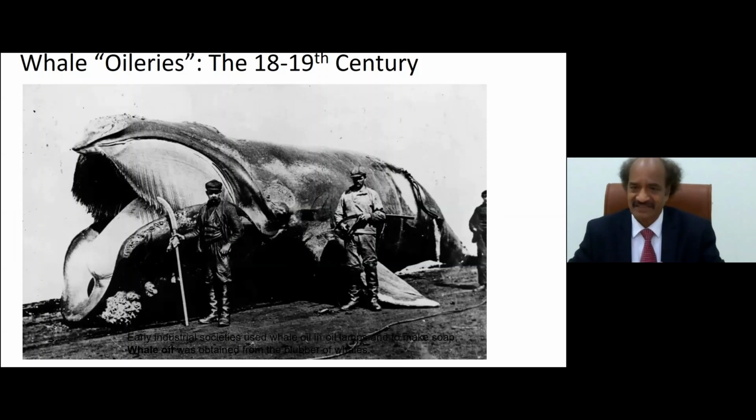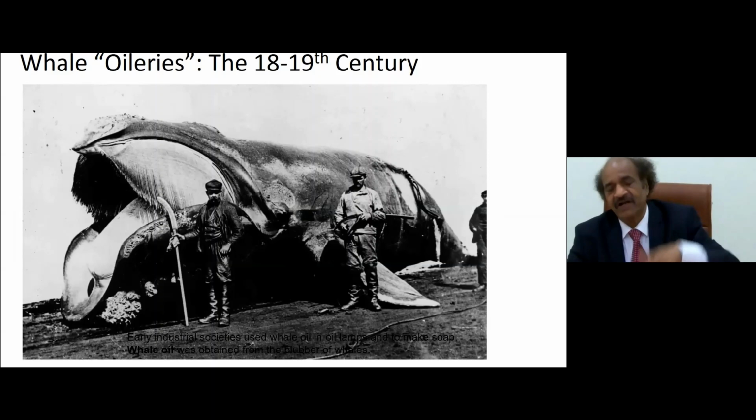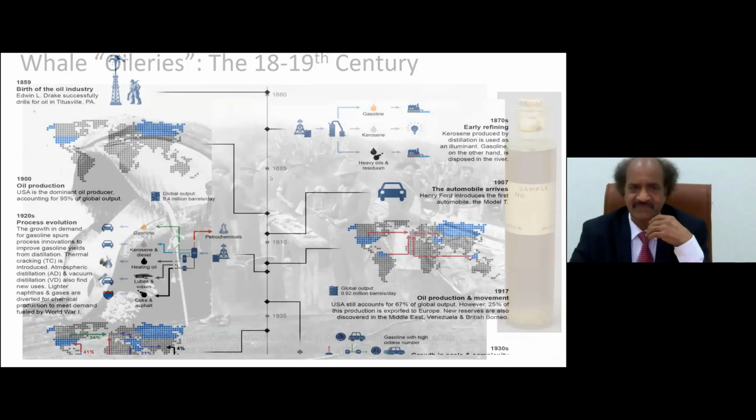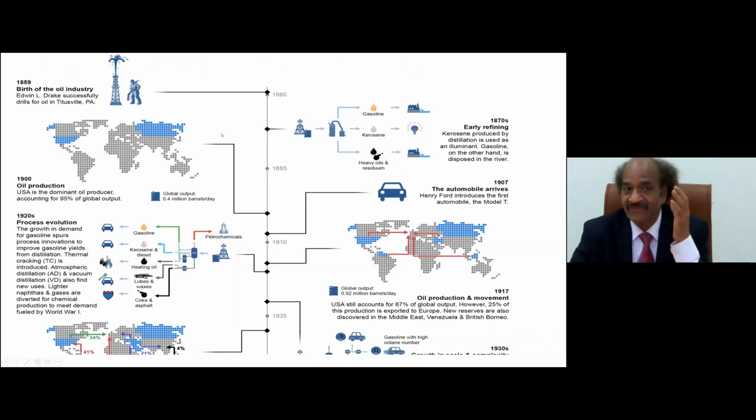What happened? As the human population was increasing, the whale population was dwindling, going down and down, almost to the level of extinction. These are the so-called oilers. We have given this history in our paper, which is very popular. Thanks are due to Edwin Drake, who drilled the first well in Titusville in 1859. And that saved the whale population, remember.